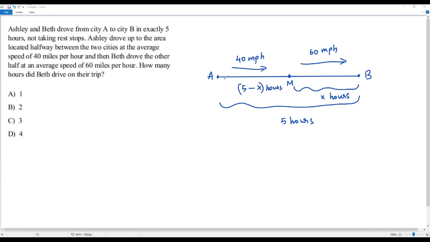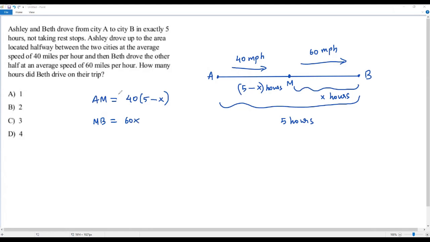Okay, now let's calculate the distance from A to M, because we know the speed of 40 and also we know the time. So there is a formula to find the distance. What is the formula to find the distance? So that is speed multiplied by time. So here the speed is 40 and the time is 5 minus X. Okay, now let's calculate the distance from M to B. That is MB equals, so here the same formula, that is the speed 60 multiplied by the time taken, that is 60 times X.